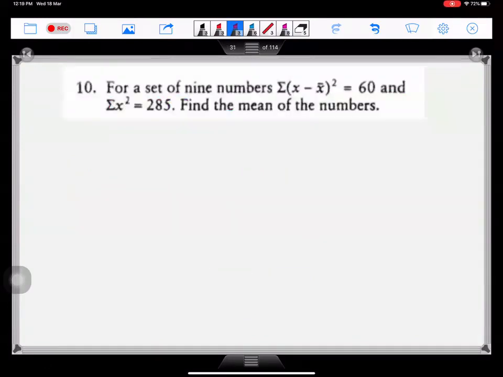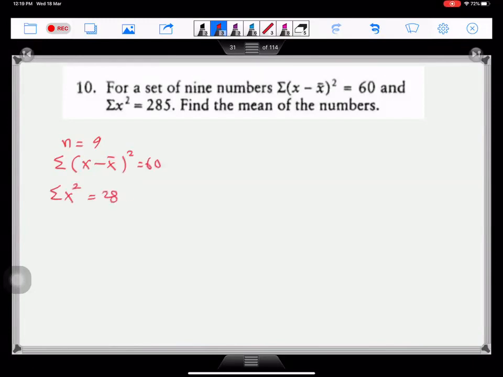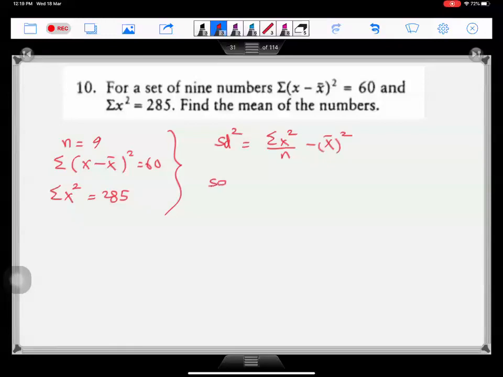Next question. For a set of 9 numbers, n is 9, sigma x minus x bar square is 60, and sigma x square is 285. Find the mean of these numbers. Now, in this particular question, you have to use both the formulas. The variance is sigma x square over n minus x bar square. Variance is also sigma x minus x bar square over n.